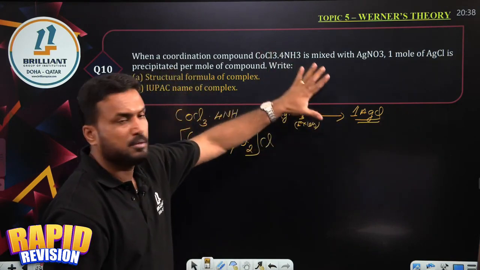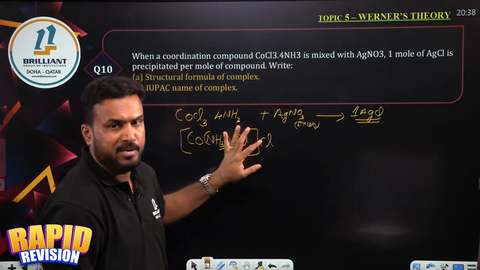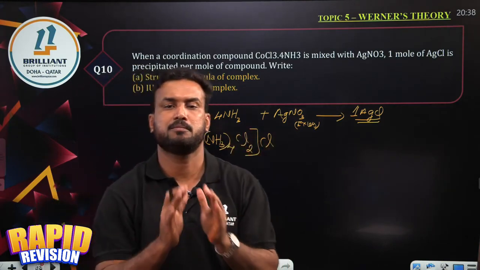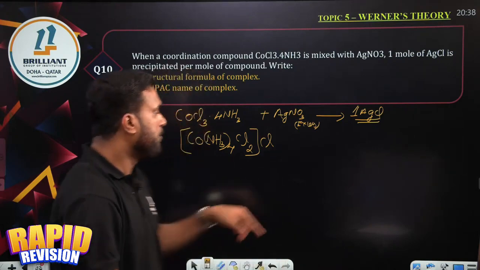If they are giving 2 moles of AgCl, then you have to take 2 Cl outside. Here anyway it will not. If they are asking such a question, they will give NH3 as 5, because inside the coordination sphere for cobalt it will be normally 6. Hope you understood this formula.